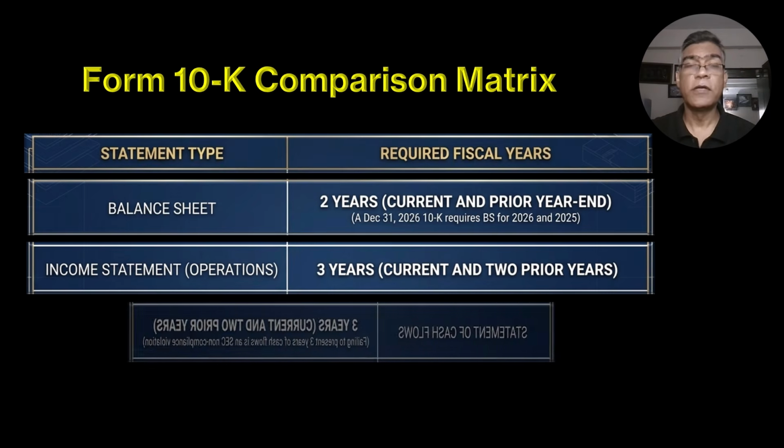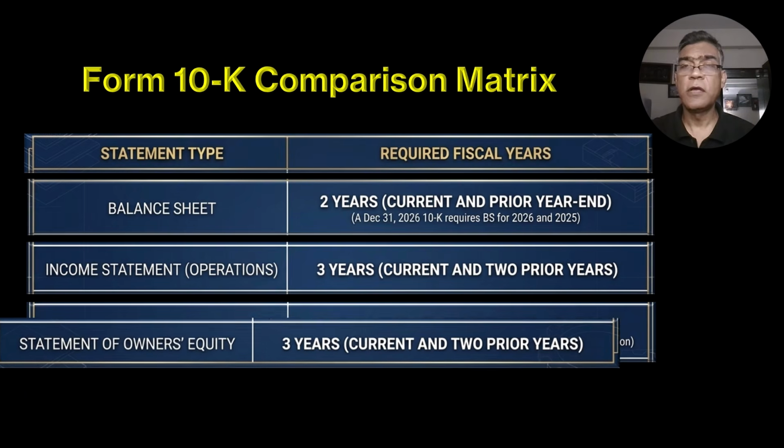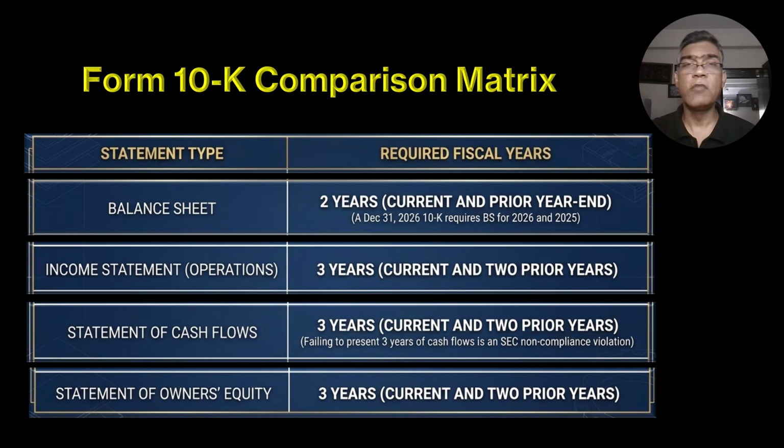Then move to income statement, cash flows, and owner's equity. All require 3 years, current and 2 prior years. These show trends, not just totals. Emphasize that missing even 1 year of cash flow data is an SEC non-compliance violation, a serious red flag for auditors and regulators. Why does the SEC demand 3 years for performance statements but only two for positions?